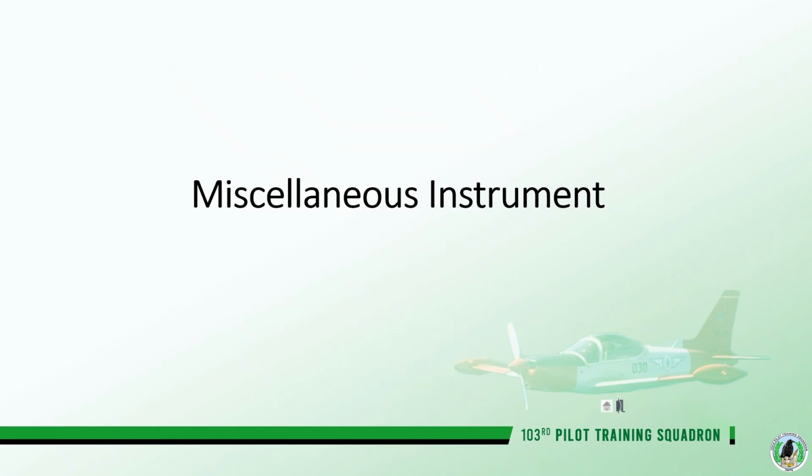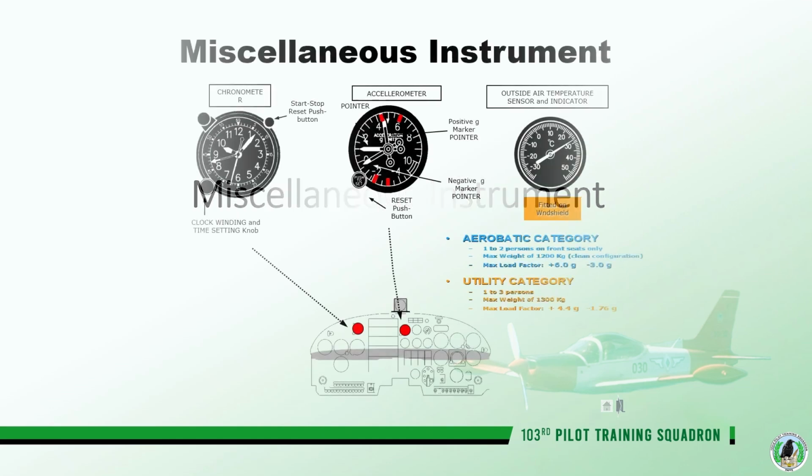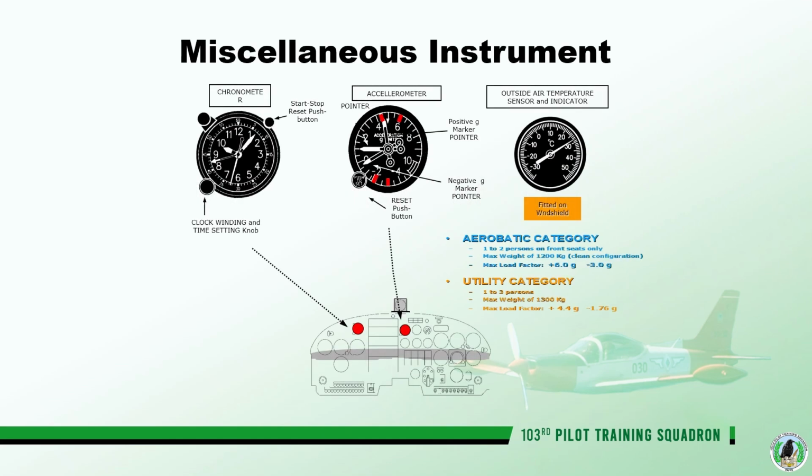Miscellaneous instruments. Beyond the core systems, there are also miscellaneous instruments that provide additional information to the pilot. These instruments include chronometer, accelerometer, outside air temperature sensor, and indicator. This image shows various miscellaneous instruments found in the cockpit.